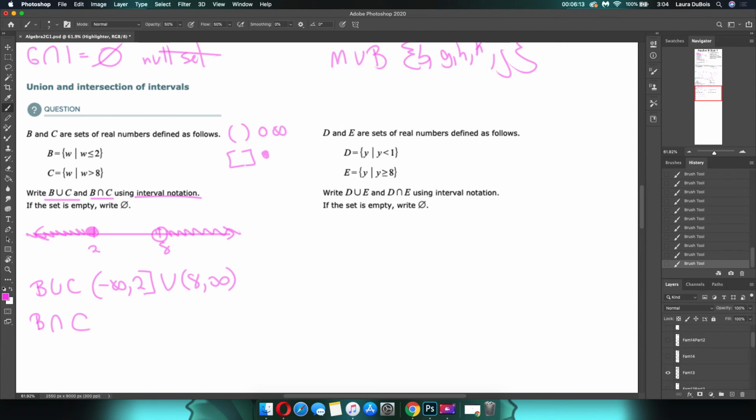B intersect C. Do they have anything in common? In other words, is there any overlap? No. So therefore, we're going to use null set again. Over here, we're going to set ourselves up yet again. We have 1 and 8. Okay, 1 and 8. 1 is open, which is going to be less than, and then 8 is closed, and then it is going to be greater than.